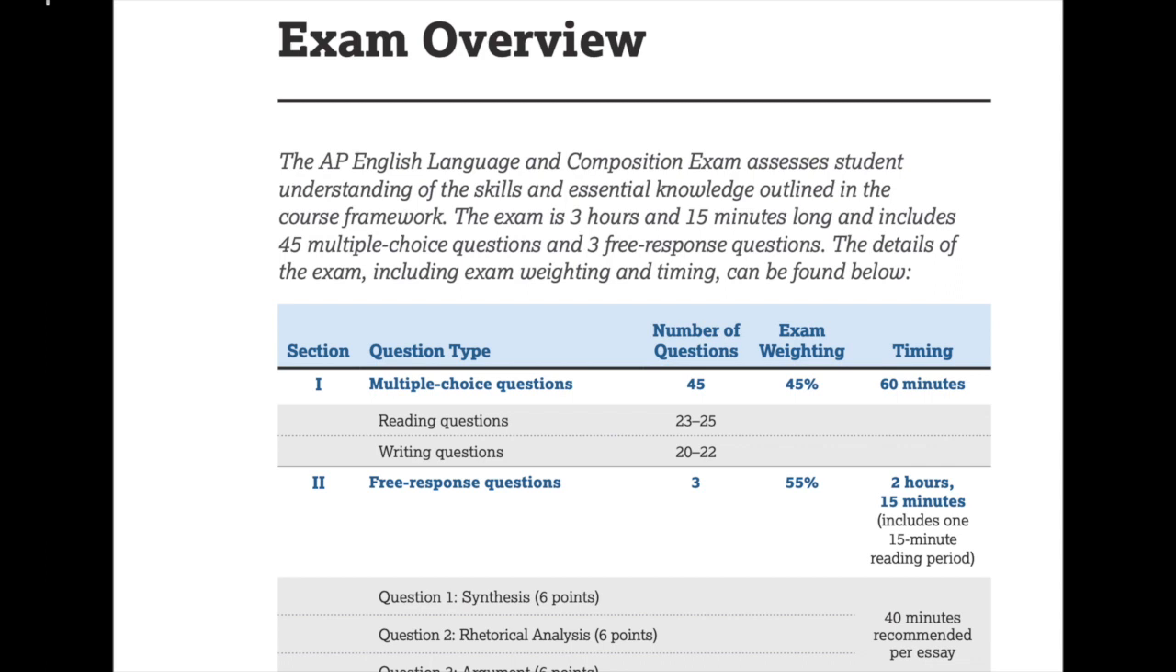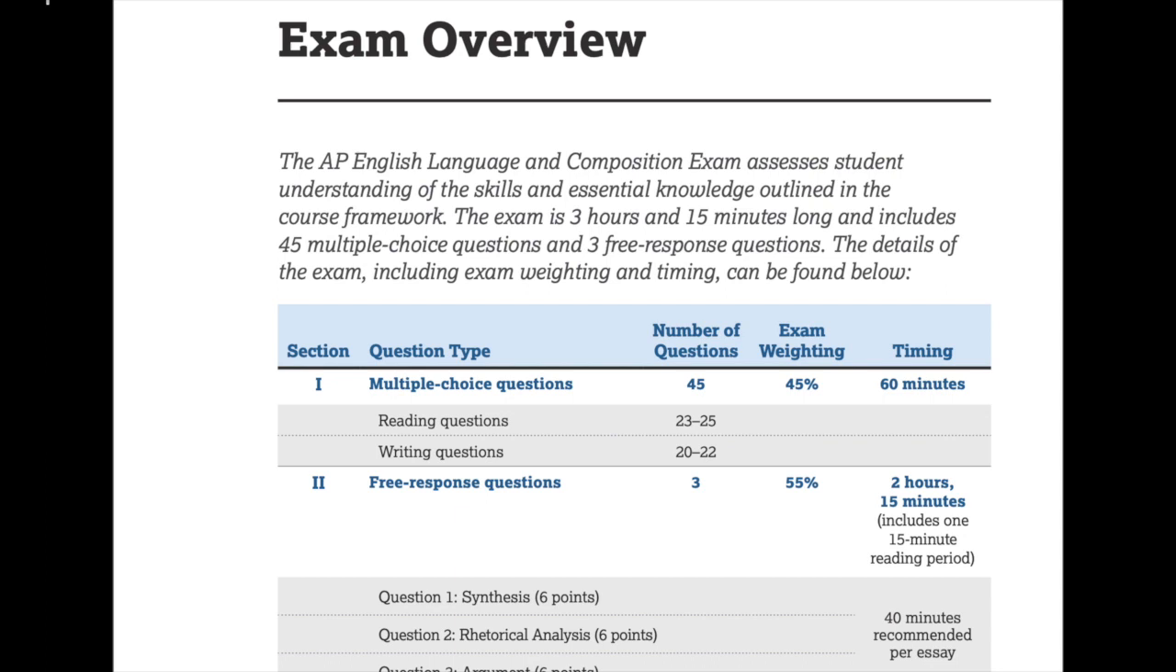So synthesis is the first essay that you'll write. You'll get a prompt with some sort of issue or idea presented in it. You are supposed to take a position on that issue or idea, and then use the 6 to 8 sources like articles, graphs, charts, pictures, things like that. Use the articles that they're giving you behind it to support your idea or position. So that's synthesis. You're using the sources they're providing for you to support your own argument.